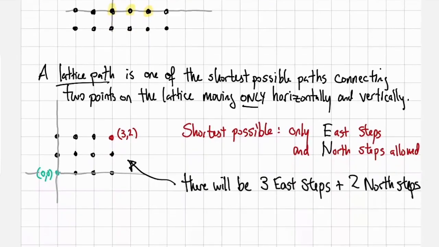A lattice path is one of the shortest possible paths that connects 2 points on the lattice, moving only horizontally and vertically. So let's say we had the point (0, 0) and the point (3, 2). What does a lattice path look like there? A lattice path has to only go horizontally or vertically, so a lattice path could look like this, where we've gone along an east step, and then a north step, and then an east step, and a north step. Notice to get from (0, 0) over to (3, 2), we're going to have 3 east steps and 2 north steps, because we have to go over 3 units, and we have to go up 2 units.